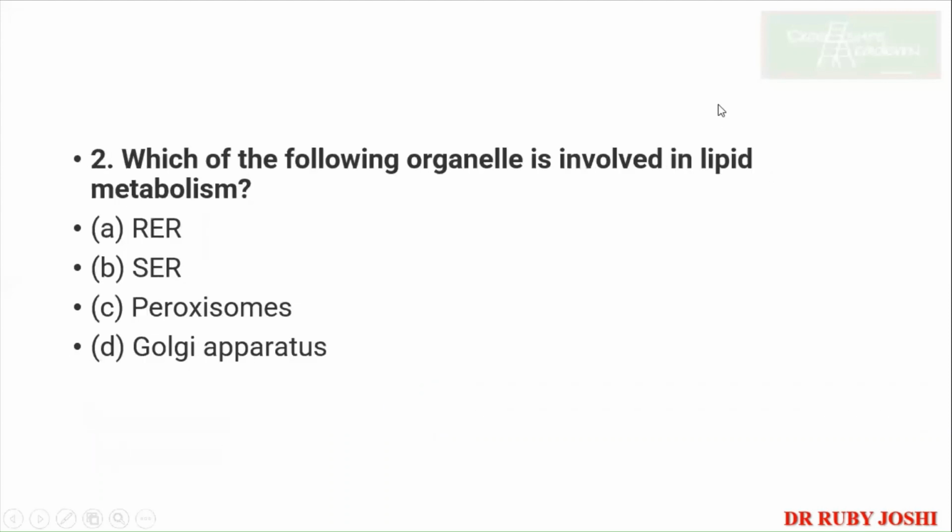Now, next question. It's for you, Krishita. Which of the following organelles is involved in lipid metabolism? The peroxisome is involved. Correct, because it said lipid metabolism. If it was only synthesis, then SER. Yes, SER. Very good. So 3 marks for you.